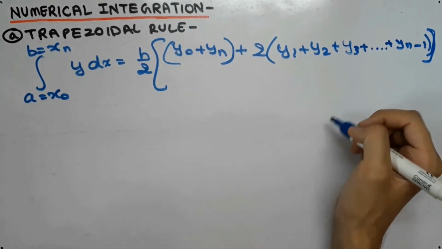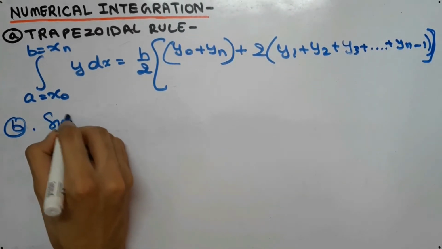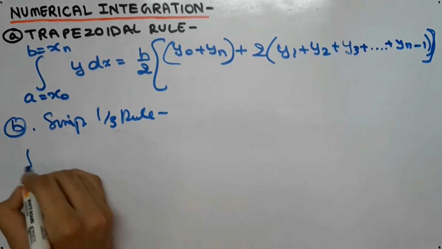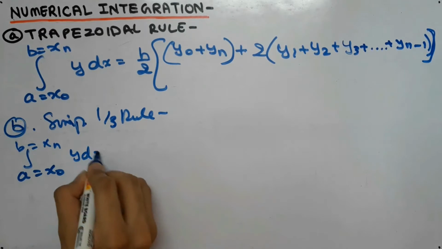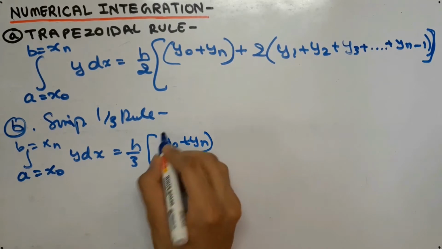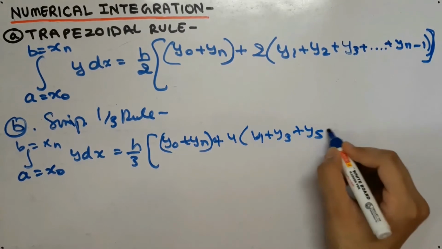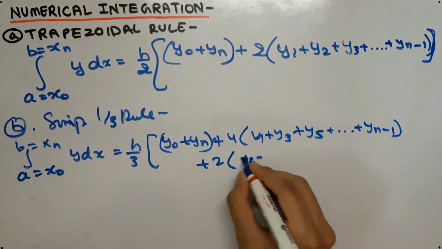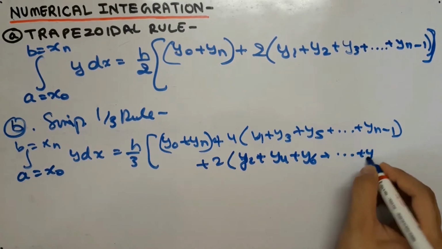couple of questions. Now secondly, we will discuss the formula for Simpson's 1/3 rule. That is, for the 1/3 rule we have the formula as integral from a equal to x naught to b equal to xn of y dx equals h by 3, y naught plus yn plus 4 into y1 plus y3 plus y5 till yn minus 1, and plus 2 into y2 plus y4 plus y6 till yn minus 2.